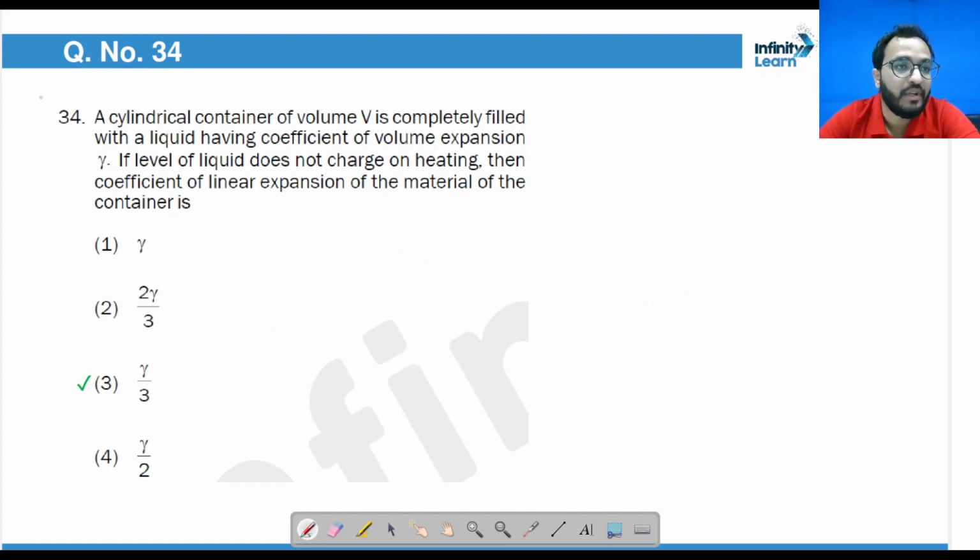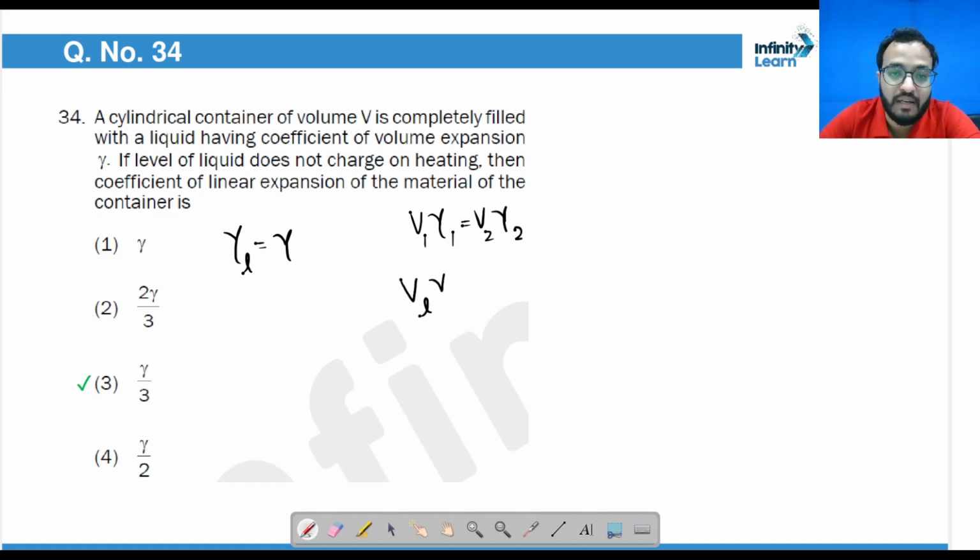Now moving on to the next point. A cylindrical container of volume V is completely filled with a liquid having coefficient of volume expansion gamma. If the level of the liquid does not change on heating, then find the coefficient of linear expansion of the material of the container. Again, same concept. V1 gamma 1 is equal to V2 gamma 2, or you can say V_L gamma_L is equal to V_C gamma_C. They are saying that the level of the liquid doesn't change, right? So volumes are the same, because it is completely filled.